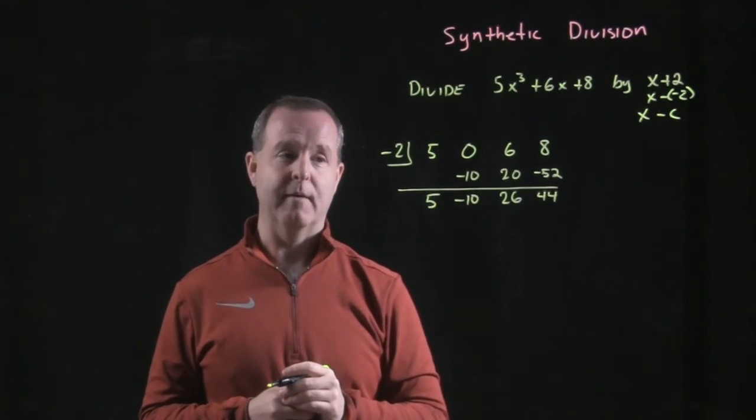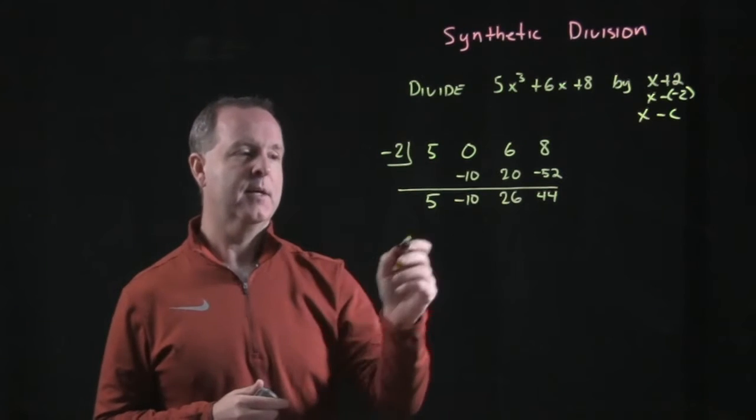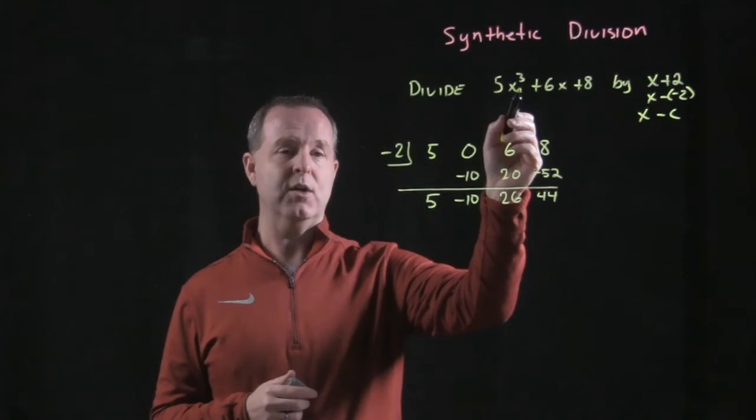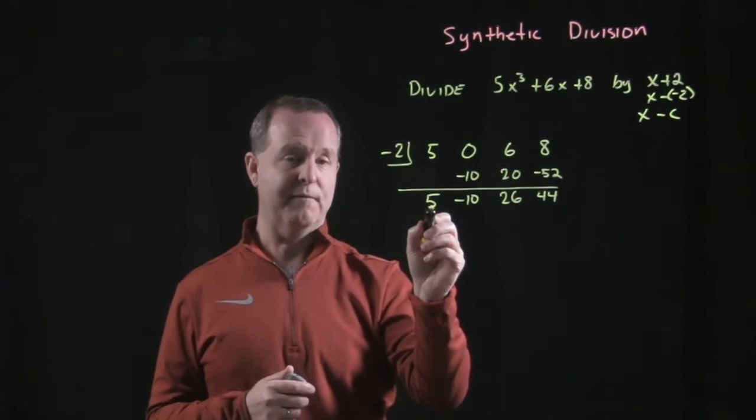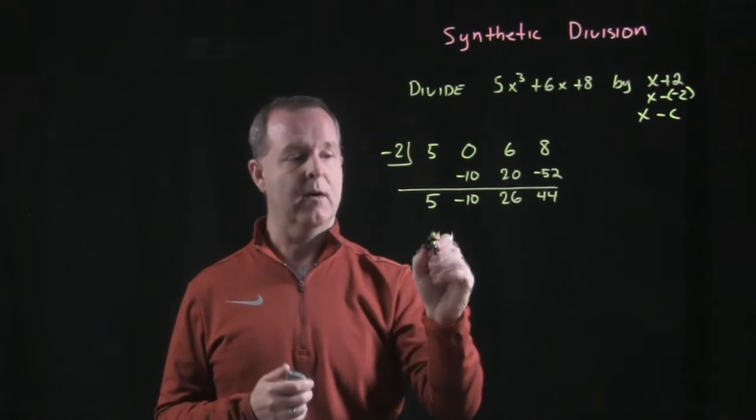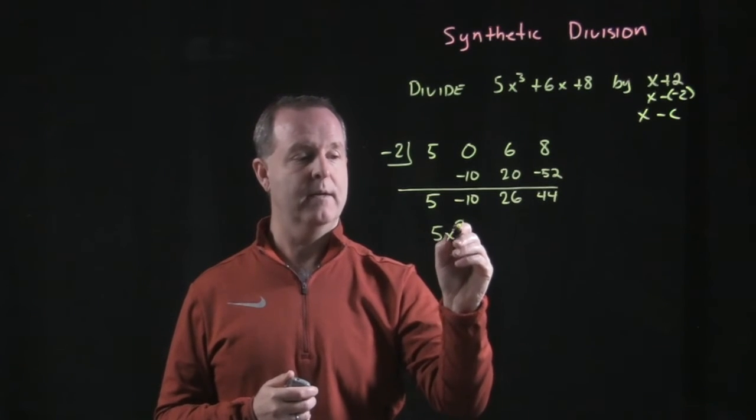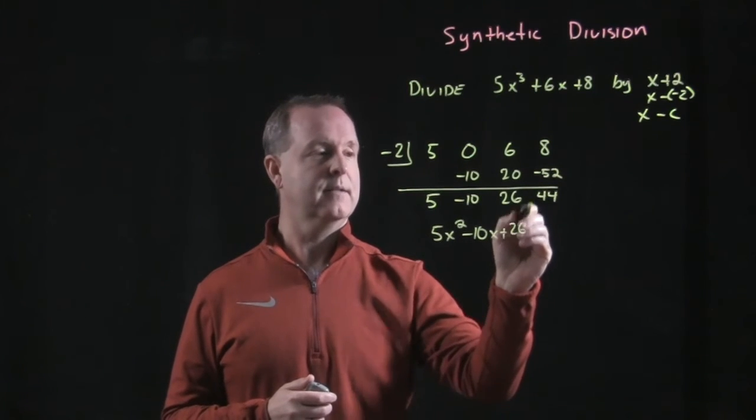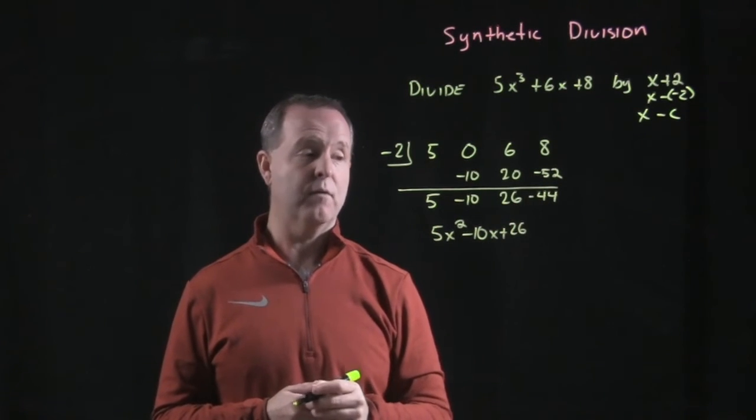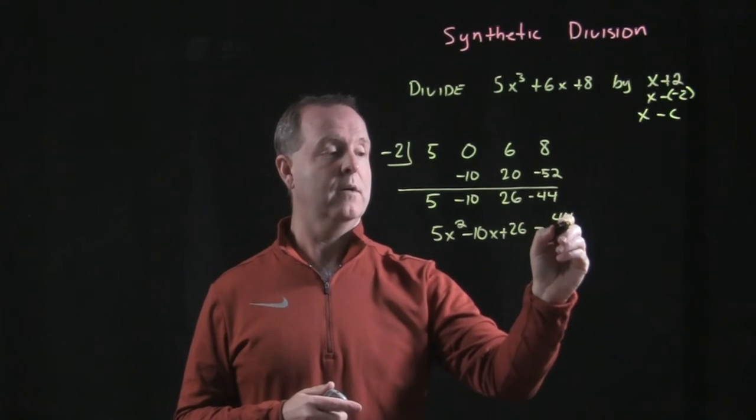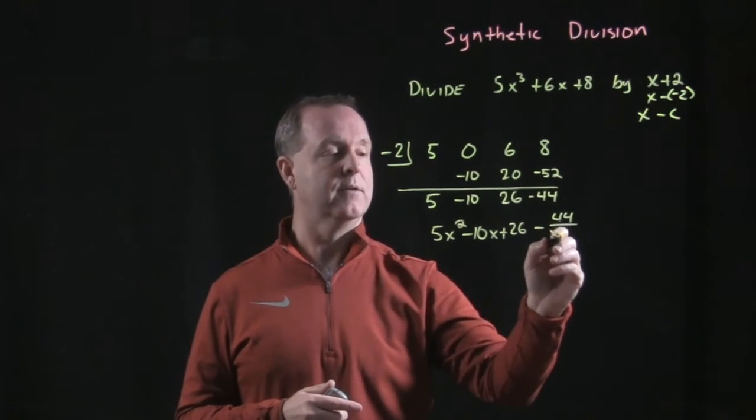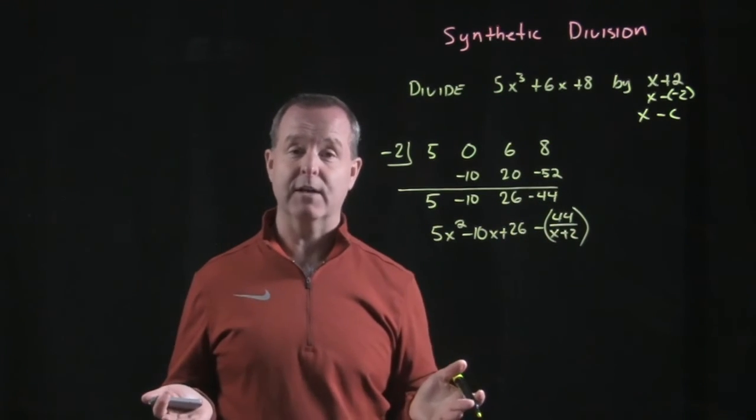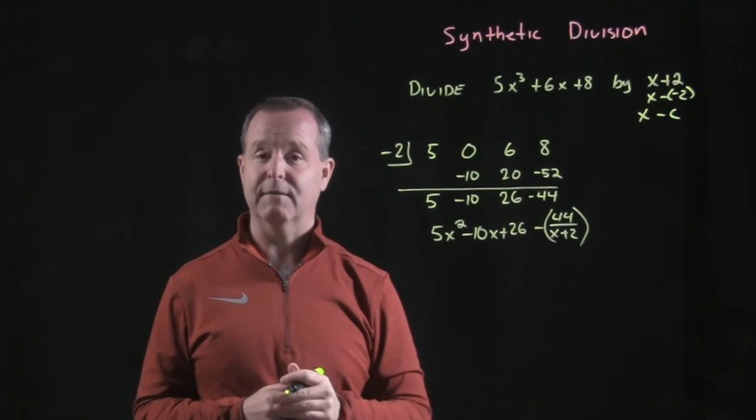There's my solution, if I'm able to transition it back. So what are the coefficients, or what are the terms that go with this? Well, since I started with an x cubed and I factored out an x, my first term has to be an x squared. So I'll have 5x squared minus 10x plus 26. Oh, that's a negative right there, with a leftover of negative 44 all over x plus 2. And there's my final result using synthetic division.